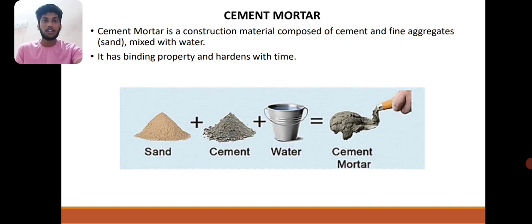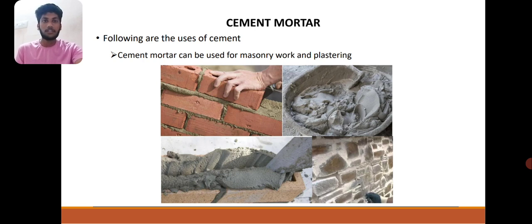Cement mortar is a construction material composed of cement and fine aggregates mixed with water. It has a binding property and gains hardness with time. Cement mortar can be used for masonry work and plastering.